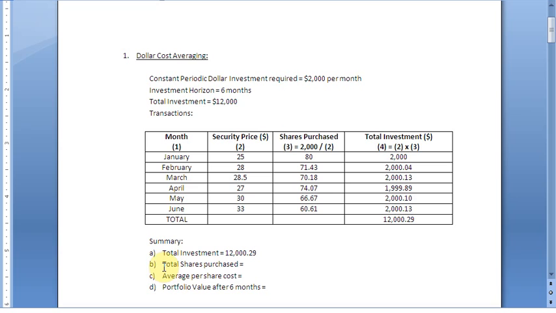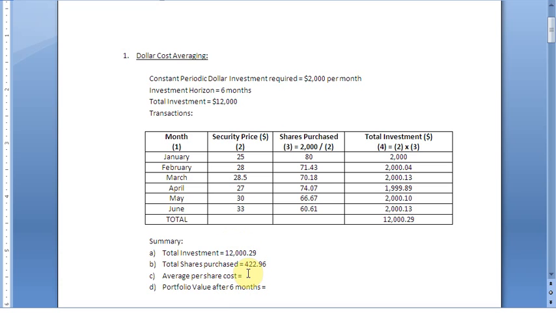The next thing that I need to note down here is what is the total number of shares that I have purchased, or total number of securities that I have bought over this period of 6 months. So what I'm going to do for that is simply take a total of this column here. When I do that, I'm going to get 422.96 securities, which will in reality mean 423 securities.